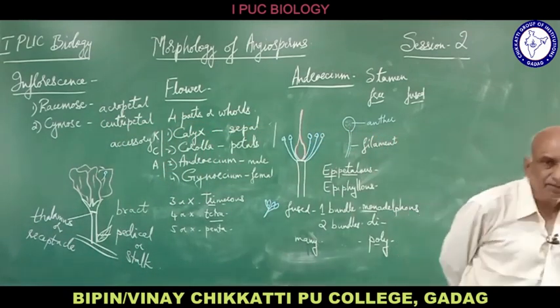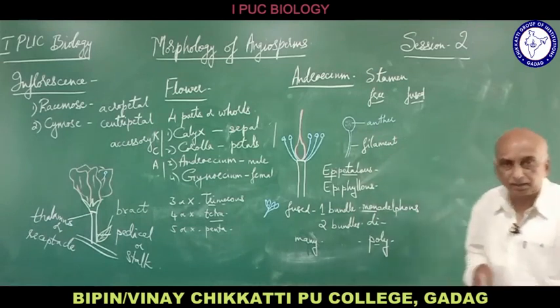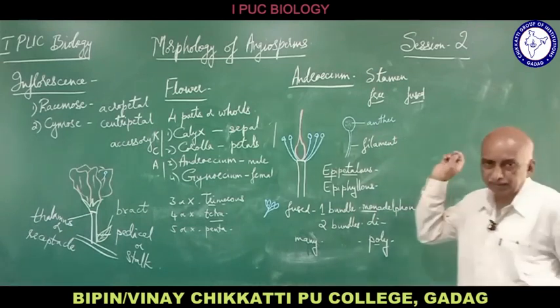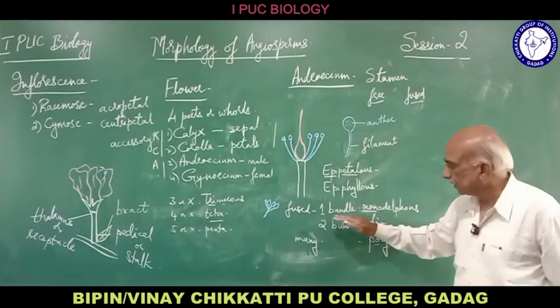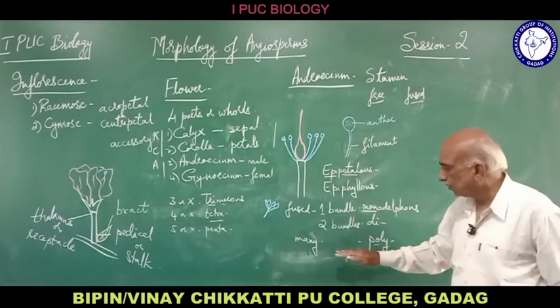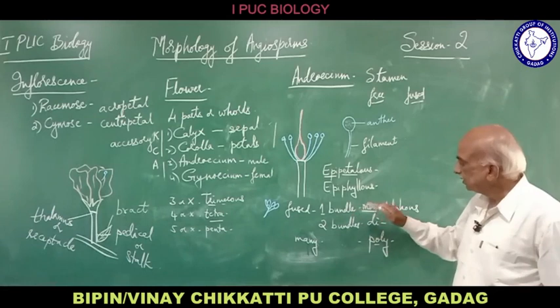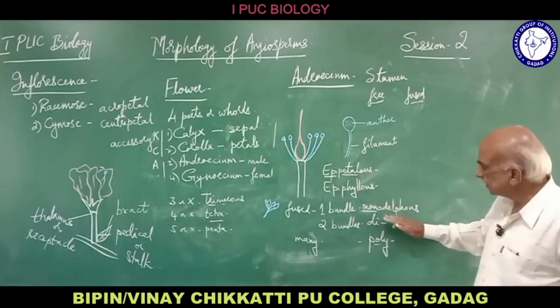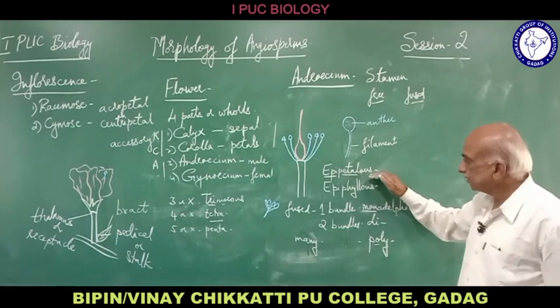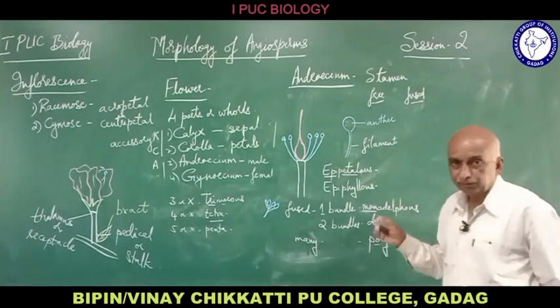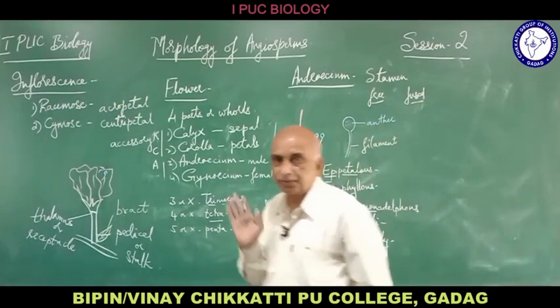When the stamens are free, there is no particular term for that, so we generally call it as stamens free. Fusion means it may be in the form of a single bundle, 2 bundles, or many bundles, and that is monodelphous, diadelphous, polyadelphous.